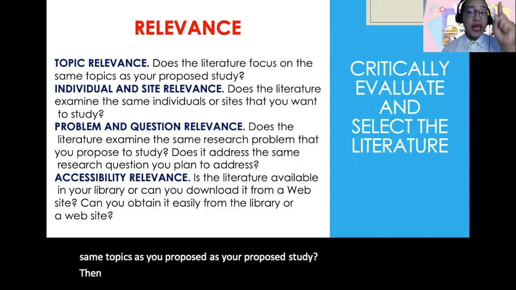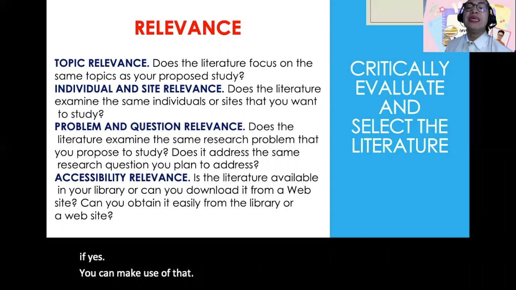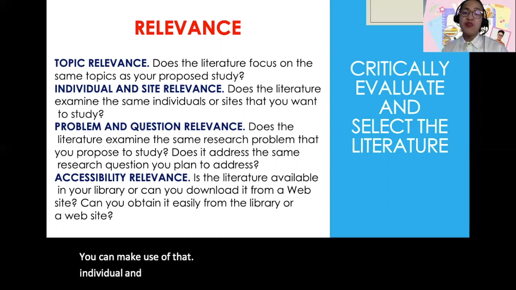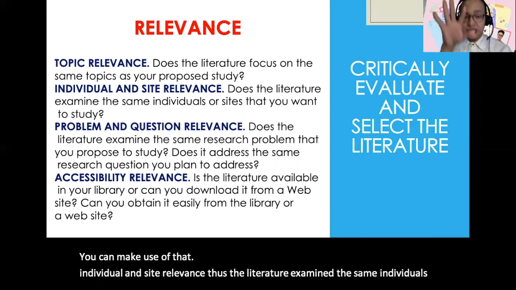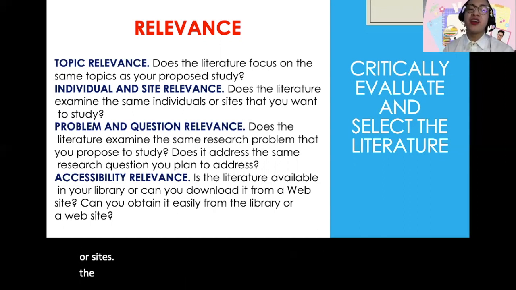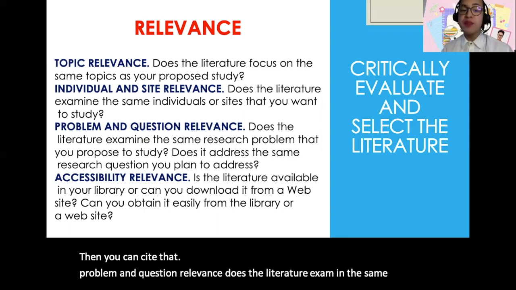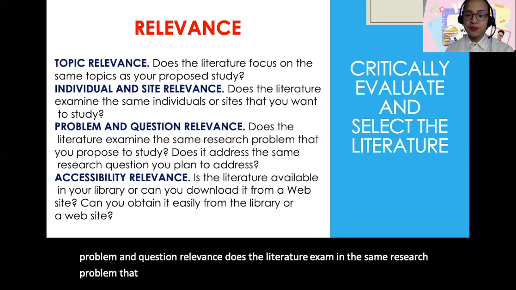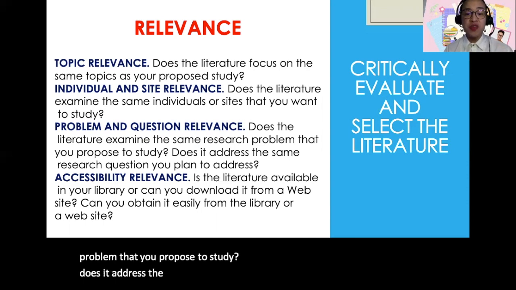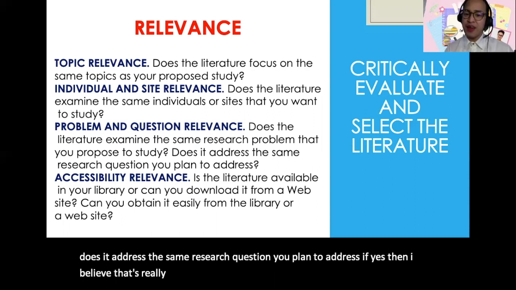If yes, you can make use of that. Individual and site relevance. Does the literature examine the same individuals or sites, the place that you want to study? If yes, then you can cite that. Problem and question relevance. Does the literature examine the same research problem that you propose to study? Does it address the same research question you plan to address? If yes, then I believe that's really connected or related or relevant.